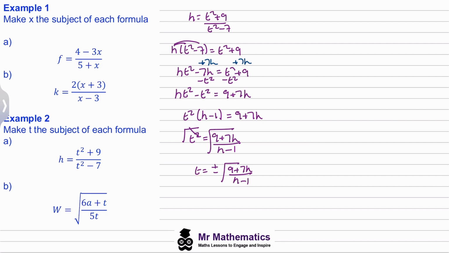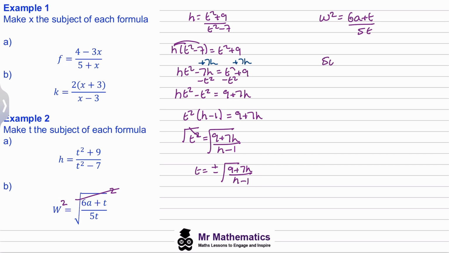So do you want to try question W? So the first thing we're going to do is cancel out this square root, and we can do this by squaring both sides. And these two will cancel. So we've got w squared will equal 6a plus t over 5t. And then we can multiply both sides by the 5t.